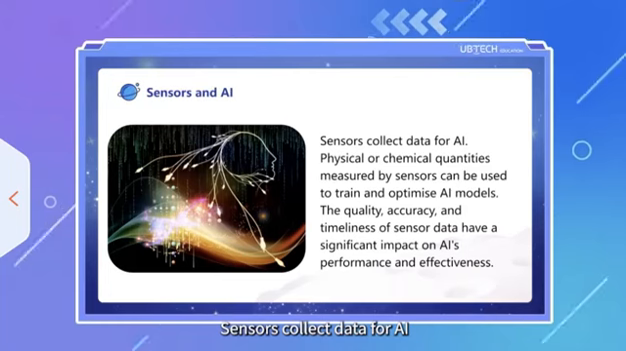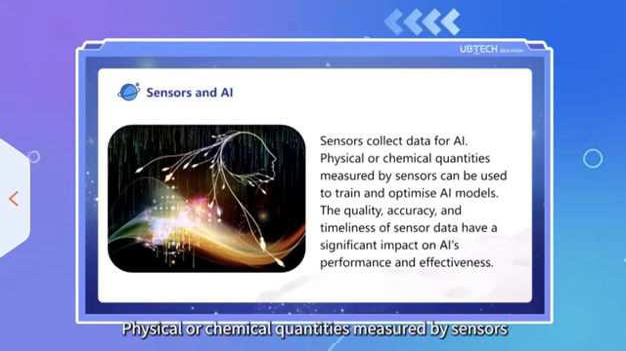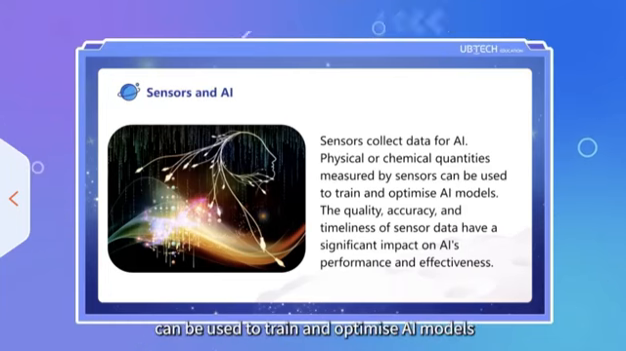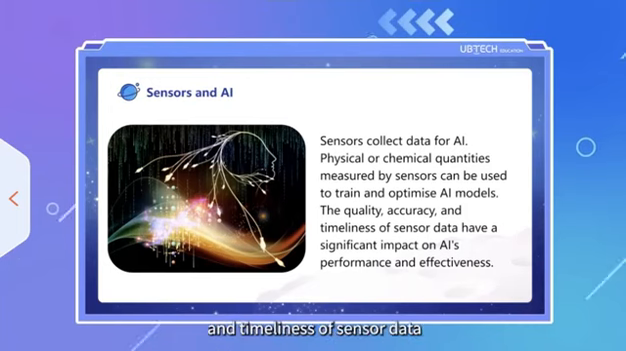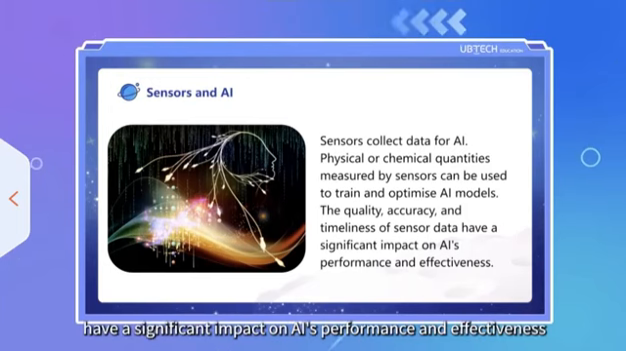Sensors collect data for AI. Physical or chemical quantities measured by sensors can be used to train and optimize AI models. The quality, accuracy, and timeliness of sensor data have a significant impact on AI's performance and effectiveness.